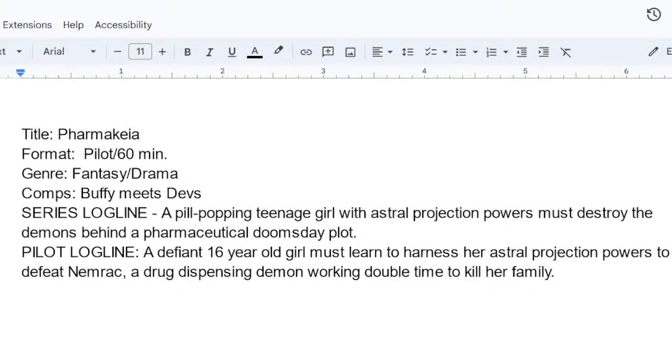Fantasy drama, Buffy meets Devs. Series logline: a pill-popping teenage girl with astral projection powers must destroy the demons behind a pharmaceutical doomsday plot. Pilot logline: a defiant 16-year-old girl must learn to harness her astral projection powers to defeat Nemrak, but that's only if the girl that runs the fantasy class isn't using that name. It's my name backwards. A drug-dispensing demon working double time to kill her family.